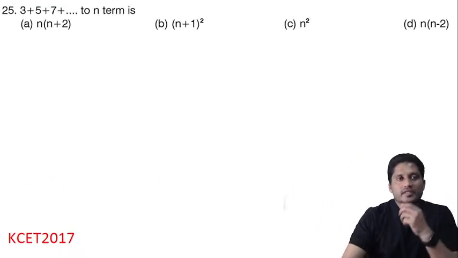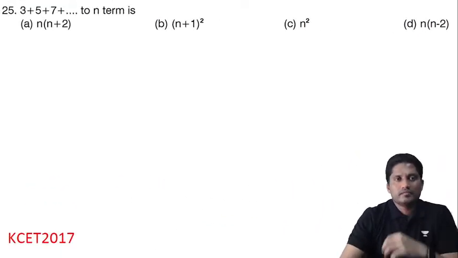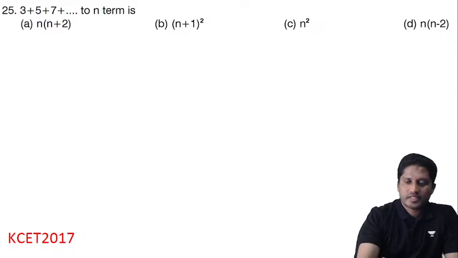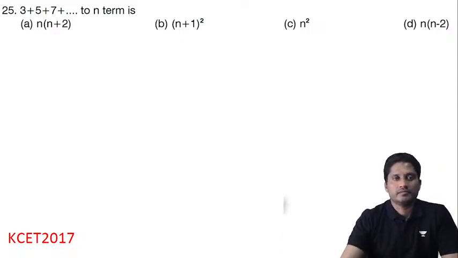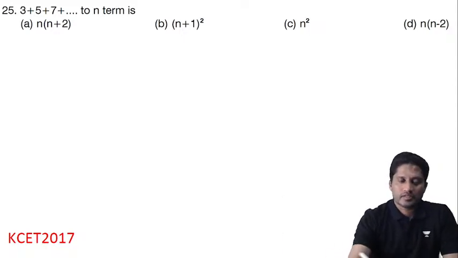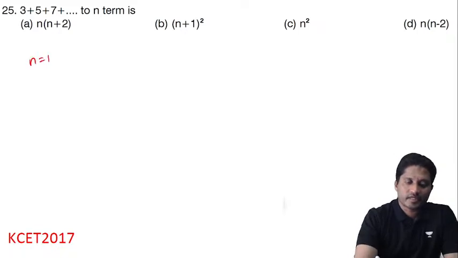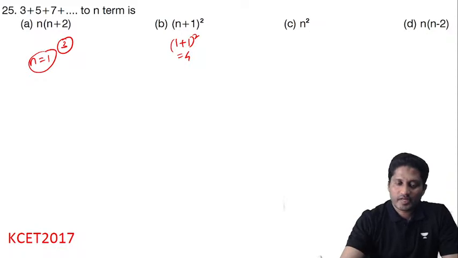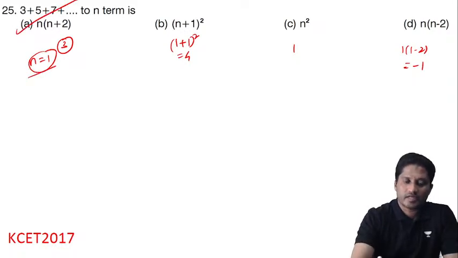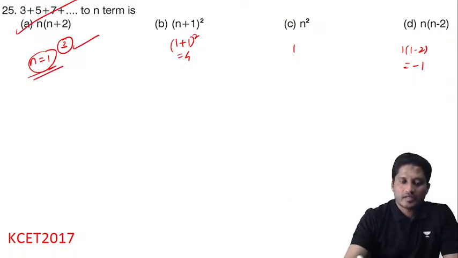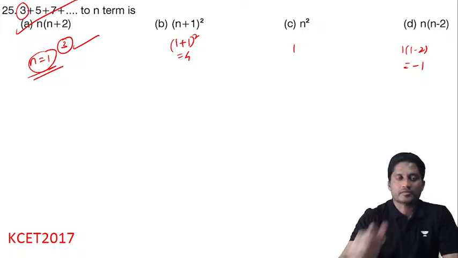Let's move to the next question. Even this can be done using a shortcut. First term is 3, right? If I put n equal to 1 here, I'll get 3. Here if I put n equal to 1, 1 plus 1 the whole square, I get 4. If I put n equal to 1, I get 1 only. If I put 1, 1 minus 2 is equal to minus 1. Answer is option A only, because n equal to 1 means I'm getting 3. Here also first term is 3. The first option will satisfy.